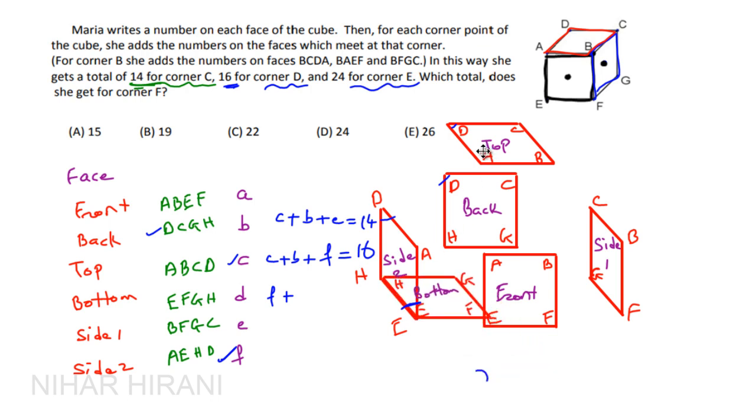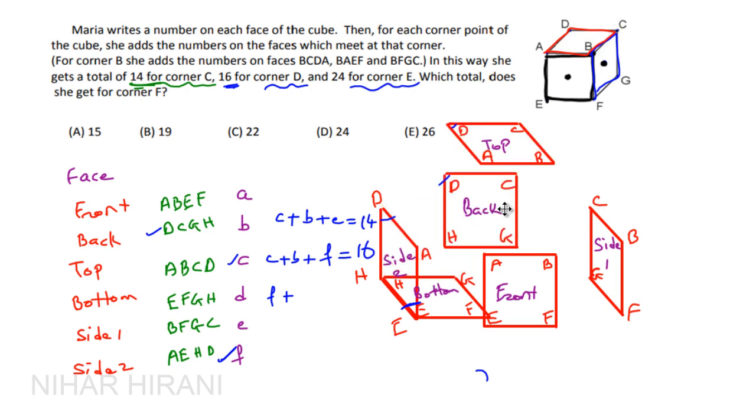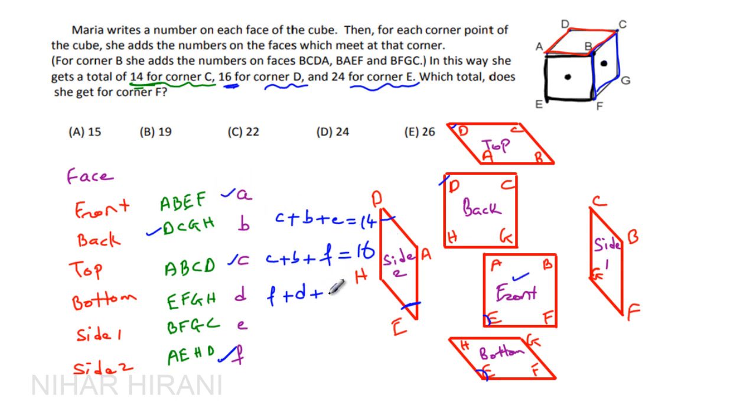Like this is top, right? This is back side. I just detached all the faces to help you understand in a better way. So E is the corner of the bottom one, and bottom is assigned letter d. Plus E is also part of the front, you can see, and for front we have assigned letter a. So f plus d plus a is equal to 24. Now in the same way you need to go ahead, and what is the sum for corner F?